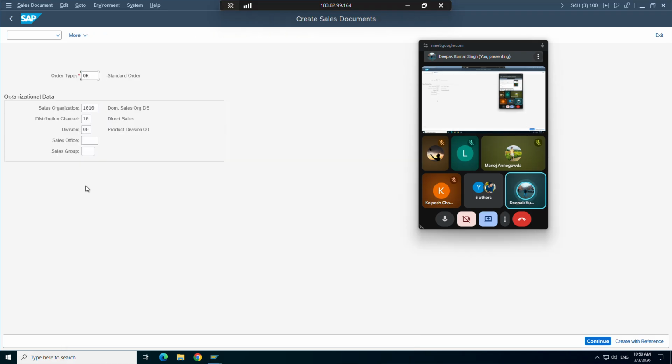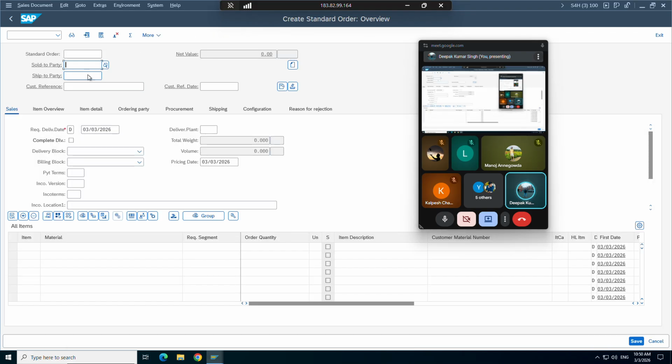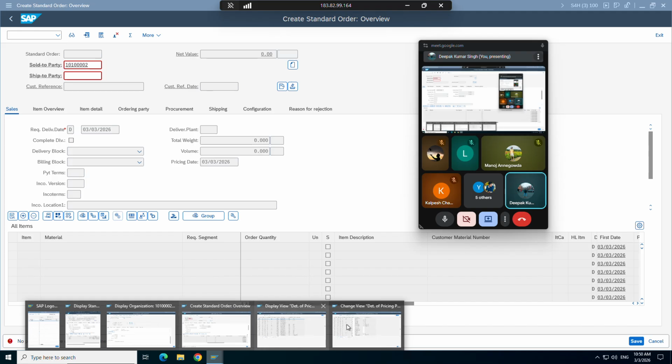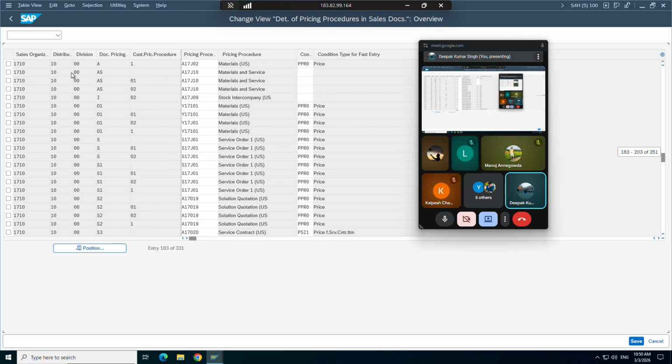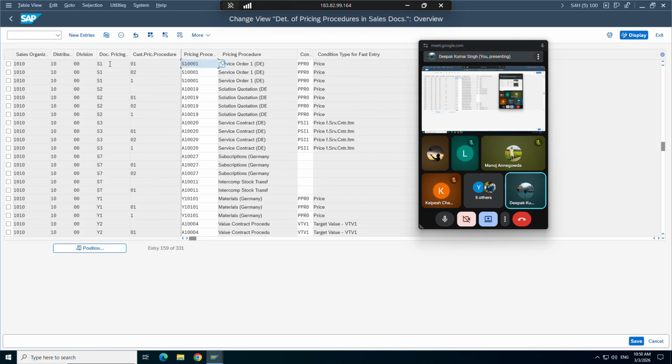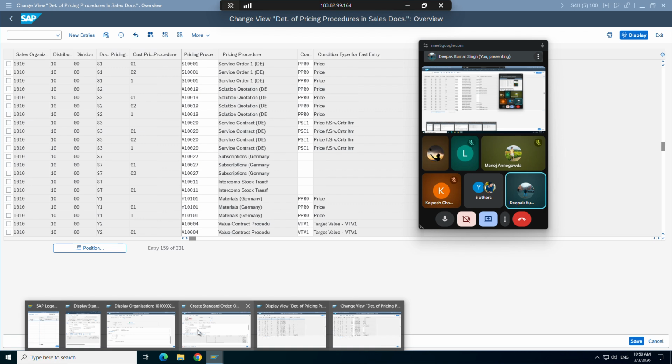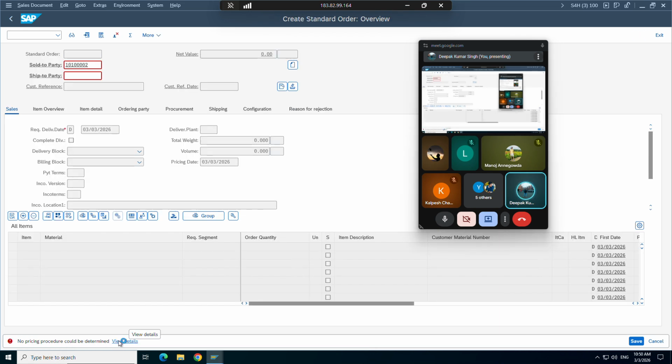So now let's say I'm trying to create my order. It will throw me that error that pricing could not be determined. See why? Because this data is matching the sales area, the distribution channel, the document pricing procedure. But for W we don't have any entry here. You see, if you click here, as I said, it will give you all the information.